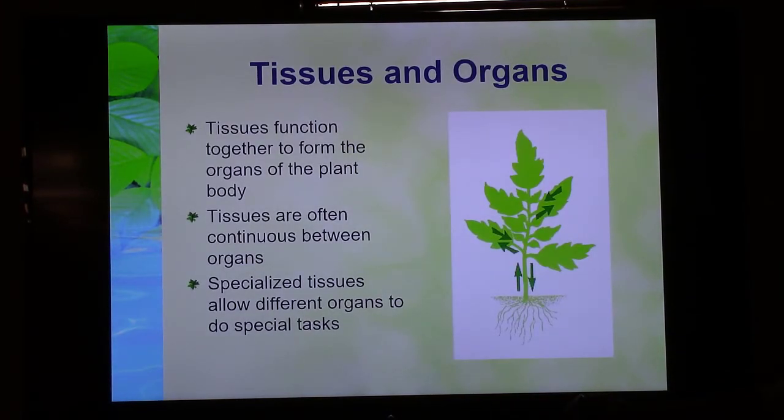Get your tissues together and you form organs. Cell, tissue, organ. Tissues are often continuous between organs. Let's think about that xylem and phloem tissue. It starts all the way down here in the roots, continuous in the stem, continuous out into the leaves, so that materials that are made one place can get to the other place. So a lot of continuous tissues.